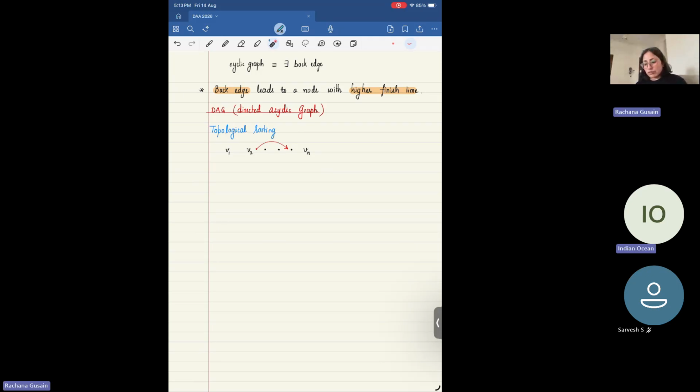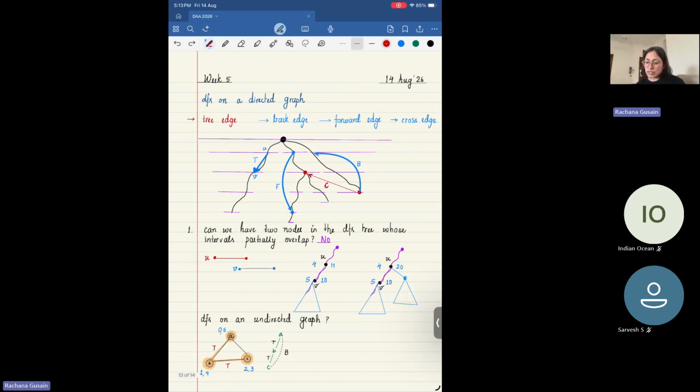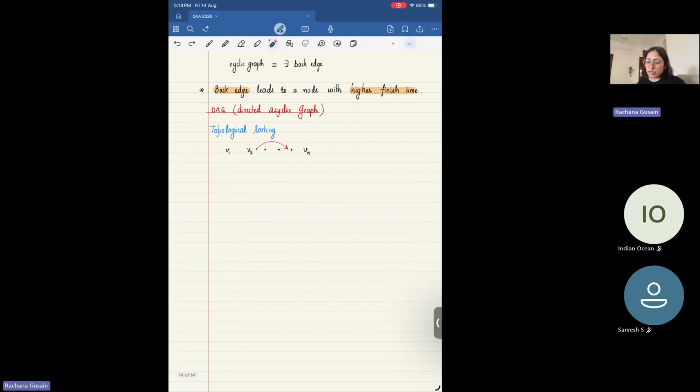Now, we can also do this topological sorting using DFS. So can you think of how we do topological sorting using DFS? Let's say I have run my depth first search on the graph I was given. Now, based on the starting and the finishing numbers, every node will have a start time and a finish time. So essentially based on finish time, I want to find a topological ordering of the graph. How do we do that?